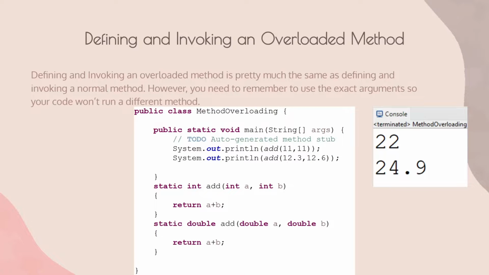So, defining and invoking an overloaded method is pretty much the same as defining and invoking a normal method. However, you need to remember to use the exact arguments so your code won't run a different method. In the first photo, we use an overloaded method and we define and invoke it. The first method is defined and invoked by the arguments int a and int b, but in the second method we use double, but they both share the same name. This is because of overloading methods. The second picture is the output of this class.